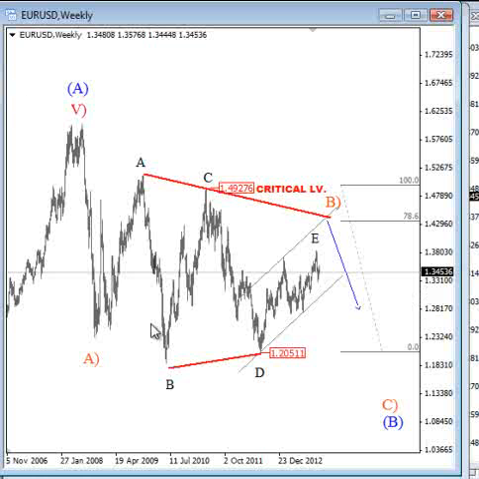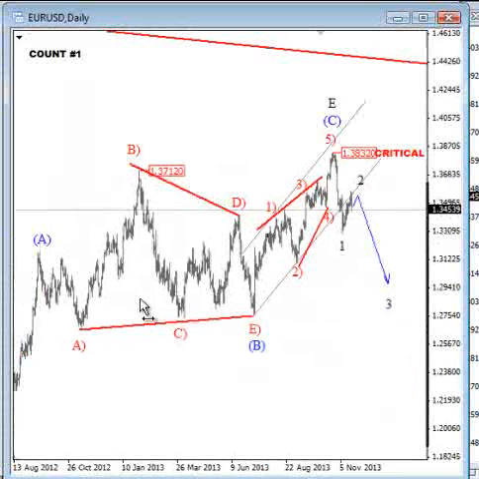Now on the euro dollar weekly chart, as you know, we are tracking this running triangle and wave B, which is maybe already finished here with this wave E final leg of the pattern, or maybe the wave E will be more complex. Okay, so on the daily chart we are tracking two wave counts for wave E.